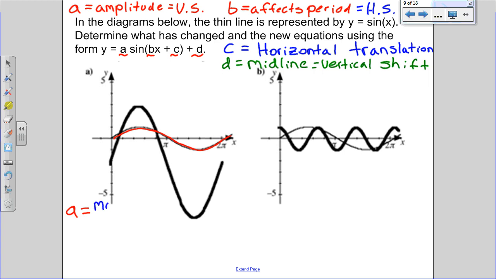I think some people really like that formula: max minus min divided by 2. If you use that formula, my max appears to be at 3, my minimum appears to be at -6. So that means my A value will be 3 minus -6 divided by 2. That means A equals 4.5.